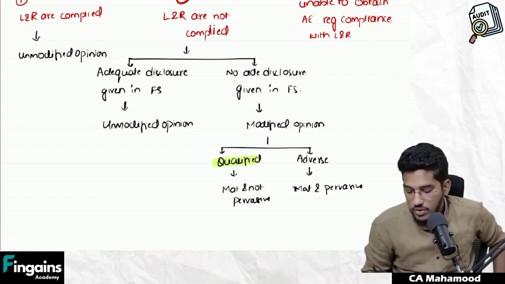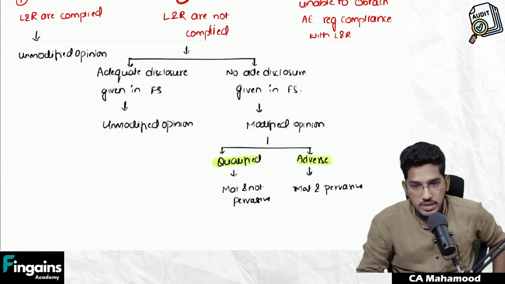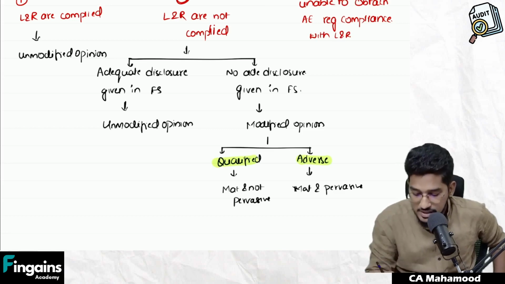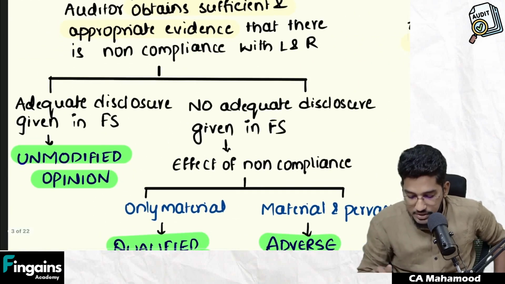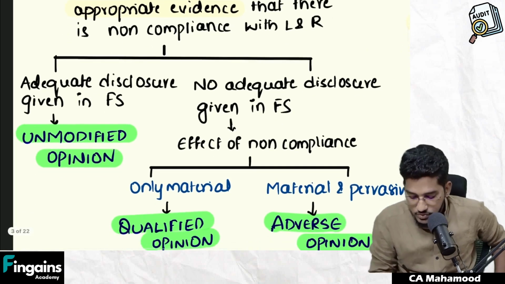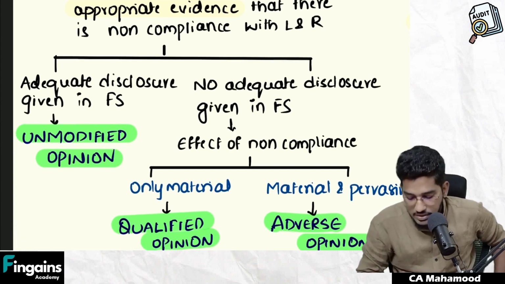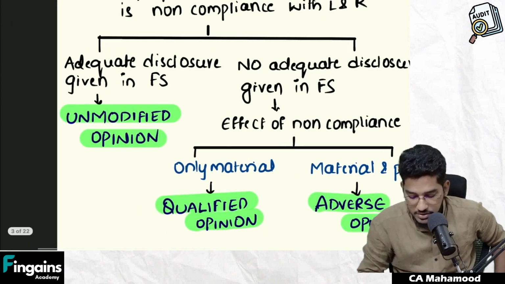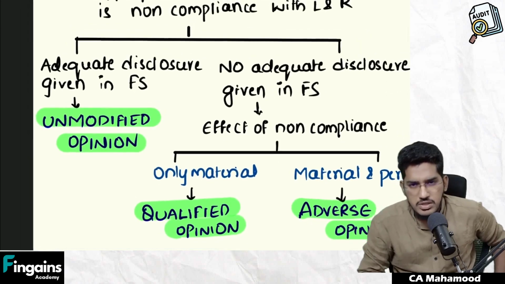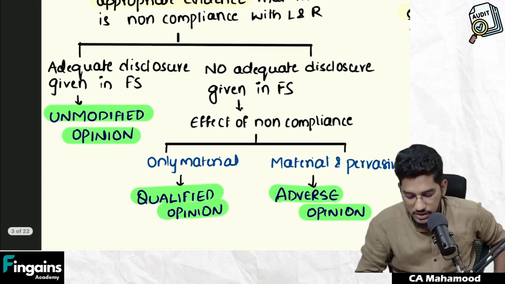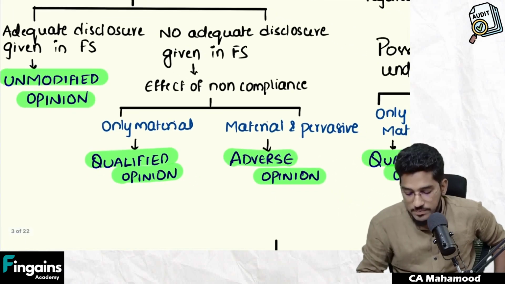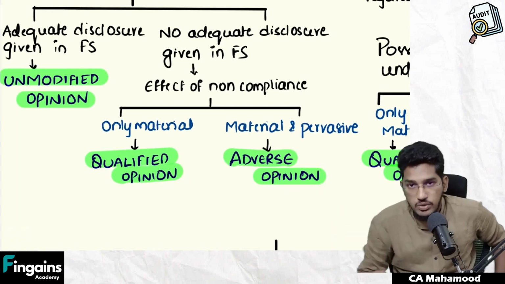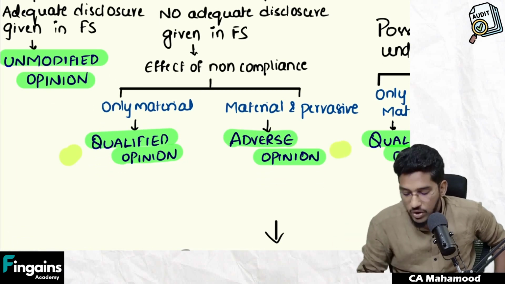So whatever it is, when the auditor obtains audit evidence that laws and regulations are not complied with, first he needs to check. The same thing I can explain to you in the chat here. The auditor obtains sufficient and appropriate audit evidence that there is non-compliance with the laws and regulations. First, what we need to check is whether there is adequate disclosure in the financial statements or not. If there is adequate disclosure, then the financial statements are not misleading. They are giving a true and fair view only. We will give unmodified. However, if there is no adequate disclosure given in the financial statements, then depending on the effect of non-compliance, we will give either qualified or adverse.